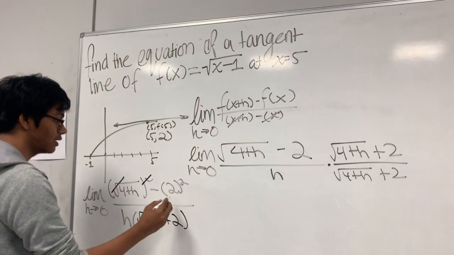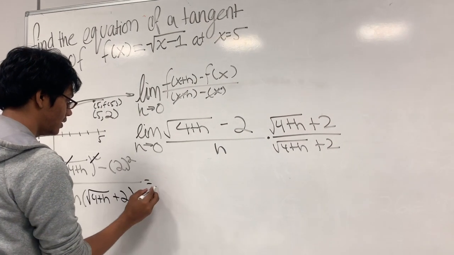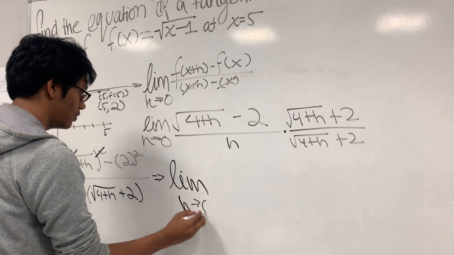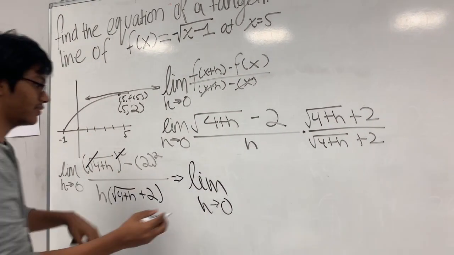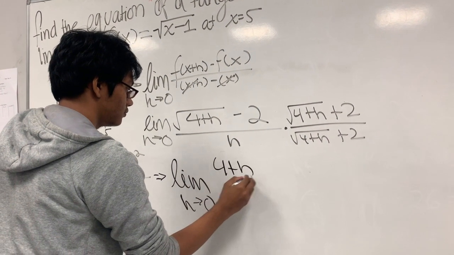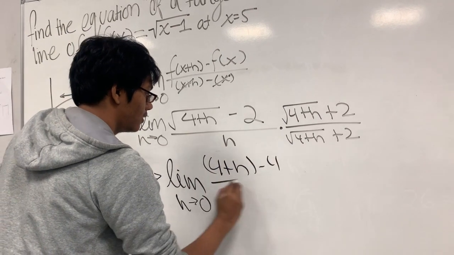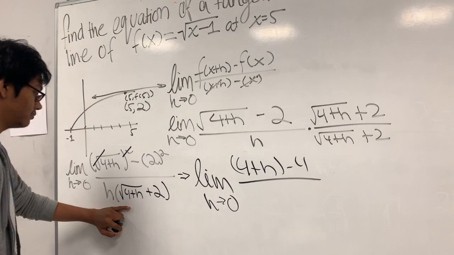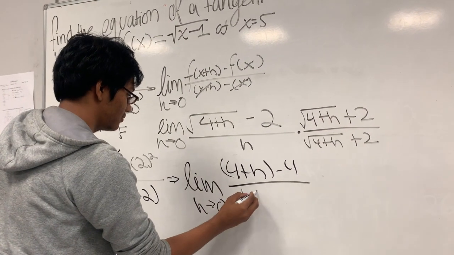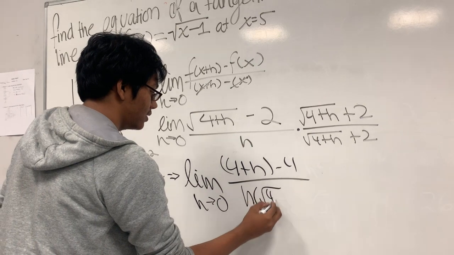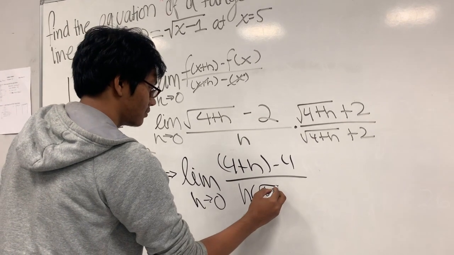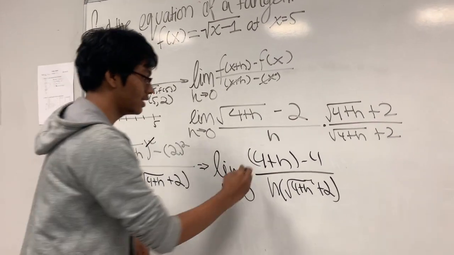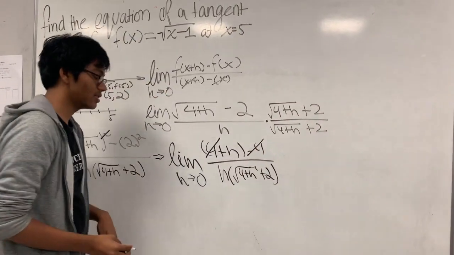Square and square root cancel out, so we're left with a limit as h approaches 0 of 4 plus h minus 4, and go ahead and divide that by whatever this is. I'll keep it unfactored, you'll see why. Actually, you probably already know why. It's going to cancel out with something. Plus 2. Okay, you see the 4's cancel out, right? Or rather, they sum up to 0.